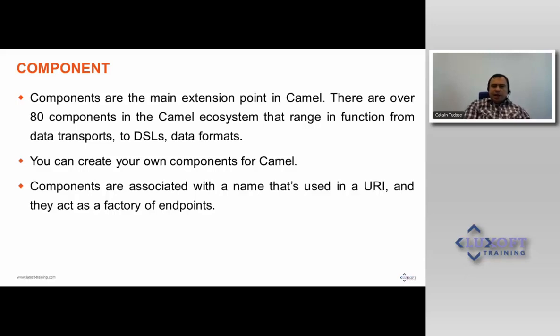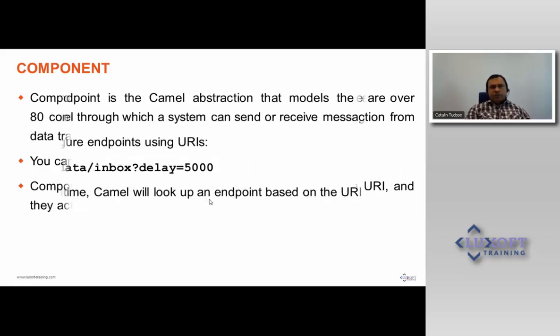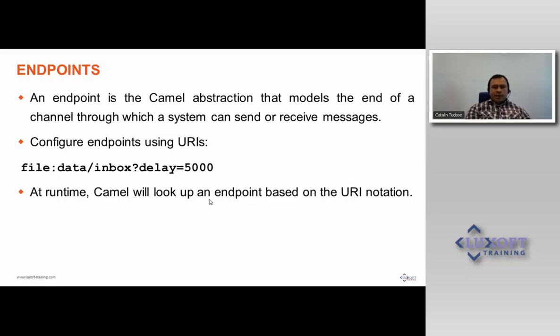A component is the main extension point in KML. I was saying that there are already over 80 components in KML, and that you can create your own components for KML. Examples of components, you may remember, are the file, the FTP, the JMS, and they are always associated with a name that's used in a URI. I have already said that they act as a factory of endpoints. Here, an endpoint is a KML abstraction that models the end of a channel.